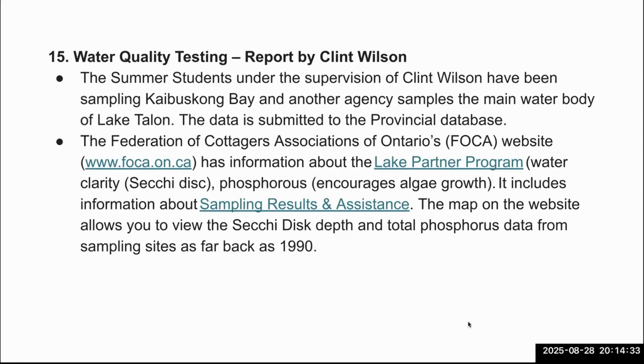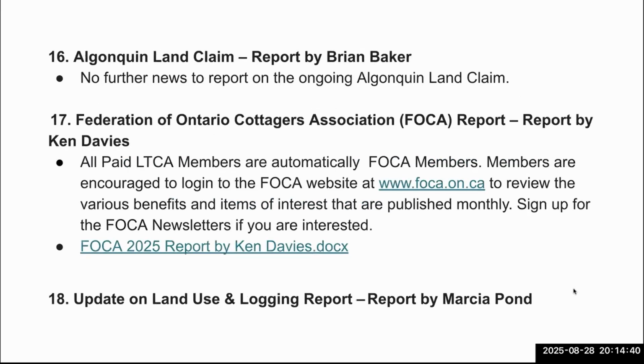Okay. We'll move on to item number 16 then. Thanks, Clint. Yeah, you're welcome. Algonquin land claim. Surprisingly to me, there's been no news of anything on the Algonquin land claim whatsoever. If anybody has anything that they could report on, but it's certainly not been in the news media.